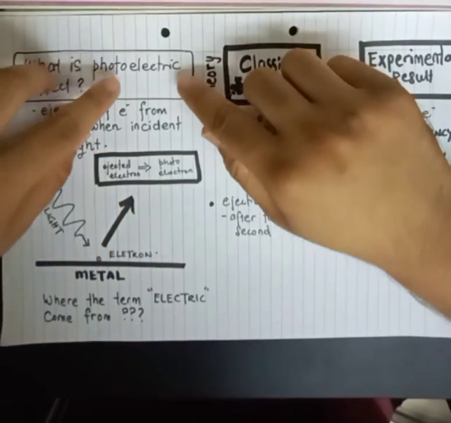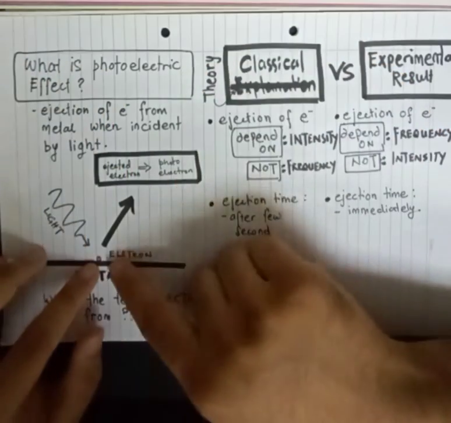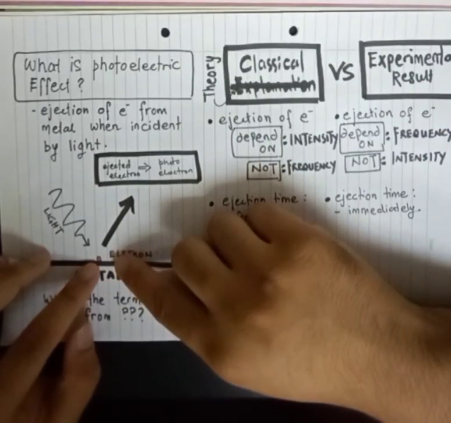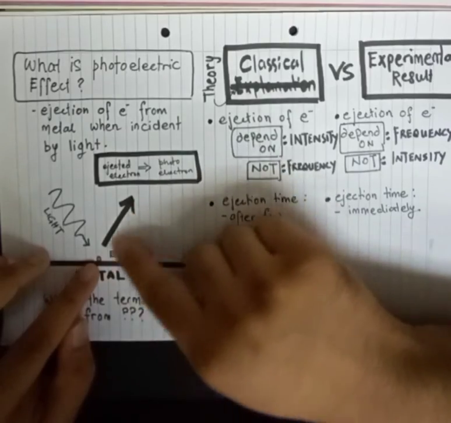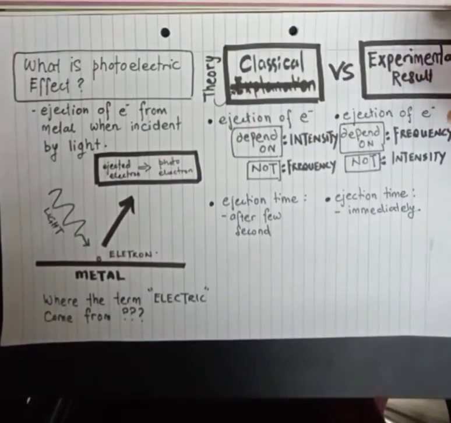So where does the term electric come from? The term electric comes from the movement of electrons, which is the movement of charge. In the theory of electromagnetism, we already learned that when charge moves, a current is produced. So that is where the term electric comes from.